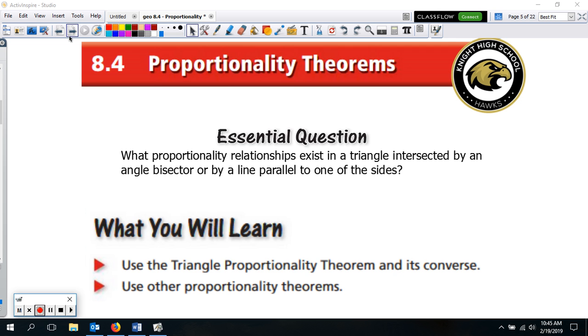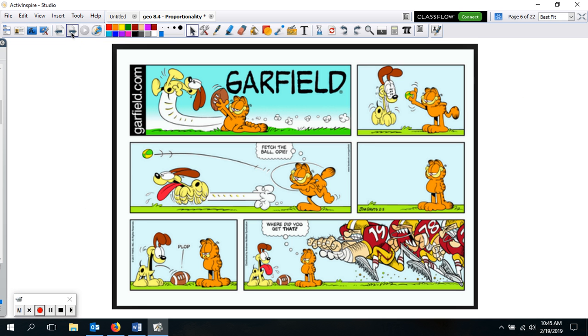But first, let's get into just a quick little Garfield cartoon where he looks like he's playing fetch with Odie. He fetched the ball, Odie, as he throws the ball, and he's waiting for him, and Odie brings back a football. And Garfield says, "Where'd you get that?" And obviously, a second later, he's going to get demolished by the football team right behind him.